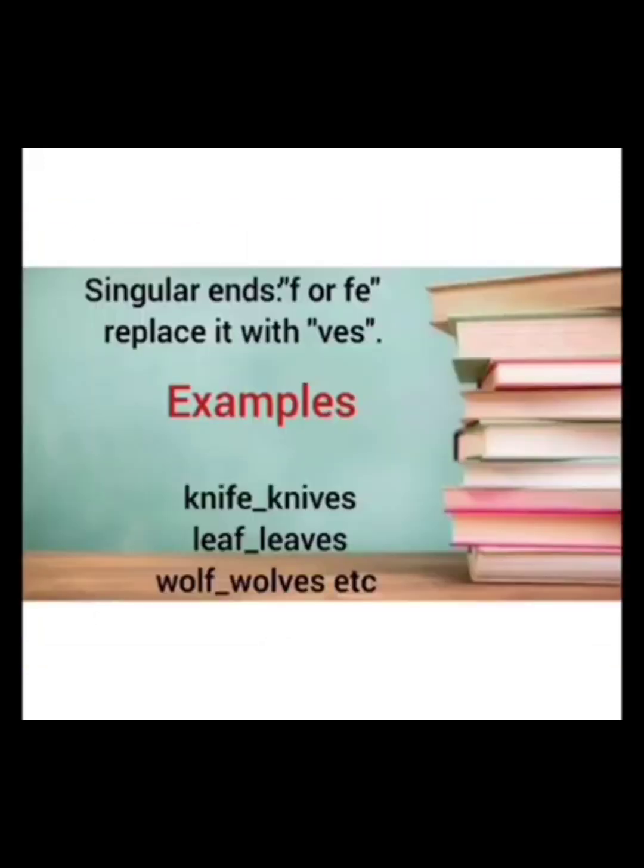Some singulars end with F or FE. Replace it with VES. Knife, knives. The last two letters are FE. We have removed FE and replaced it with VES. Leaf, we have removed the F and replaced it with VES. Wolf, wolves.